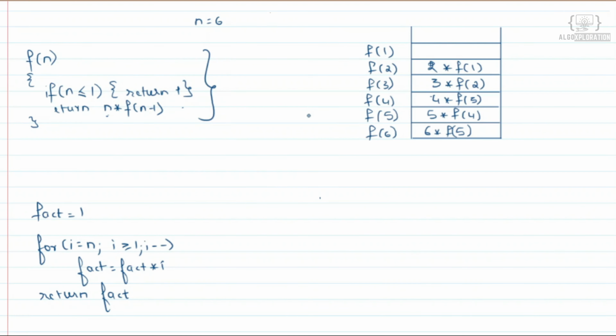Now when n is 1, let me put the value of n. When n is 1, this statement will get executed and it will return 1. So f of 1 will return 1. So 2 into 1 is 2. So f of 2 will return 2. 3 into 2, that is 6. So f of 3 will return 6.